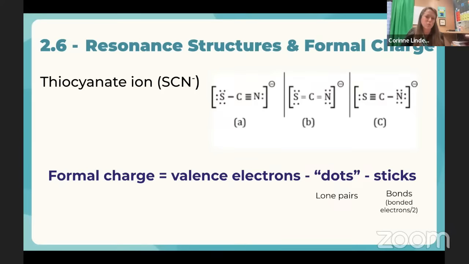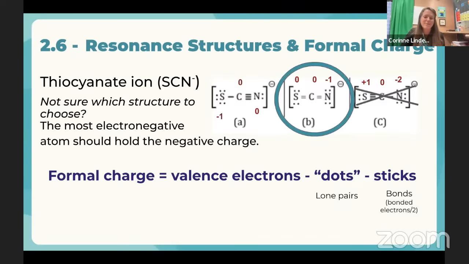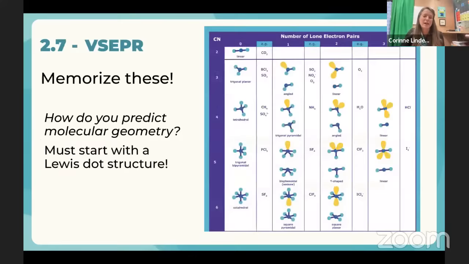And that's going to tell us which structure is most ideal. All right, so this is just showing you all those formal charges. Hopefully that helped a little bit. And if we wanted to choose between these three resonance structures, you'd look for the one that has the lowest overall formal charges.